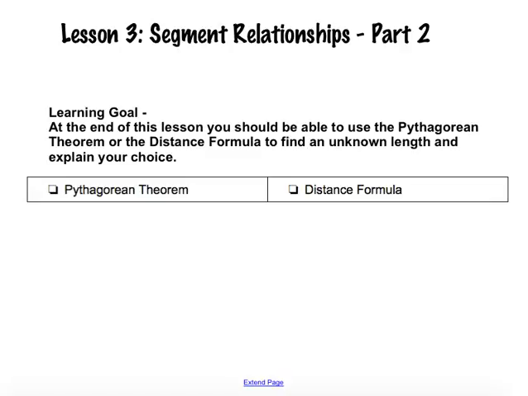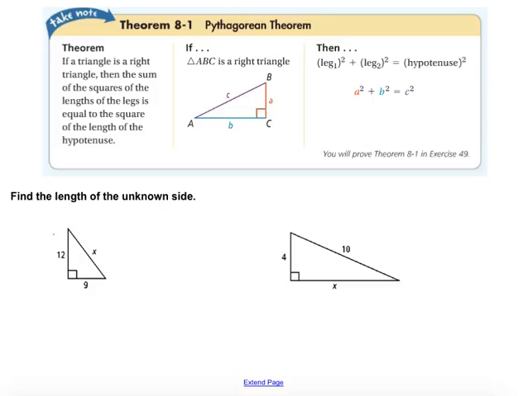Hello, Geometry. This is Lesson 3, Segment Relationships, Part 2, and our big ideas here are the Pythagorean theorem and the distance formula. And after we talk about what these two things are, you'll be able to use them to find unknown lengths, okay? So, without further ado, let's start with the Pythagorean theorem.